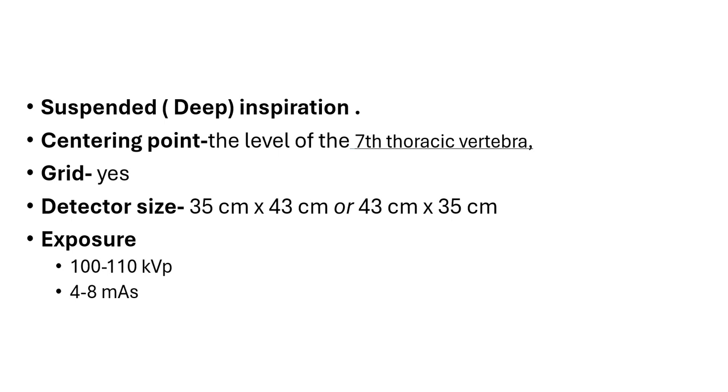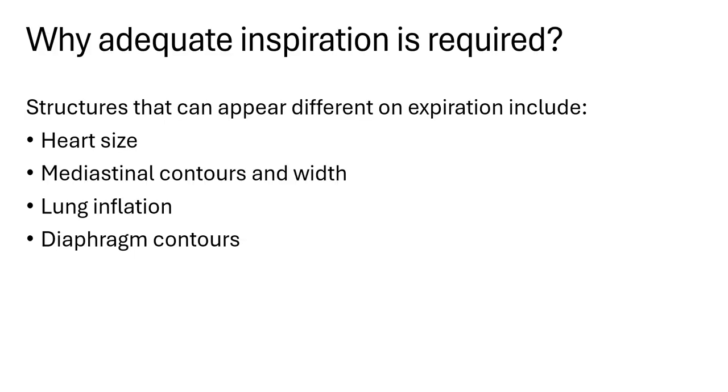Centering is done at the level of 7th thoracic vertebra and grid is used to reduce the scattered radiation and blurring of image. Detector size used for the chest X-ray is 35 by 43 centimeter and exposure given is 100 to 110 kVp, 4 to 8 milliamperes for adequate X-ray imaging.